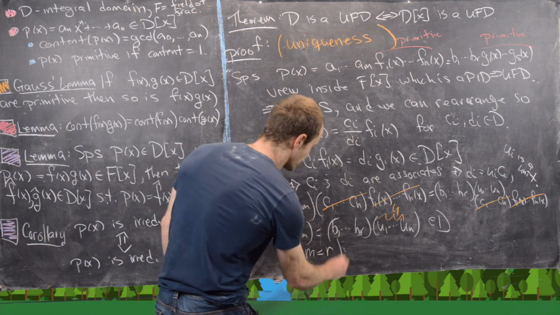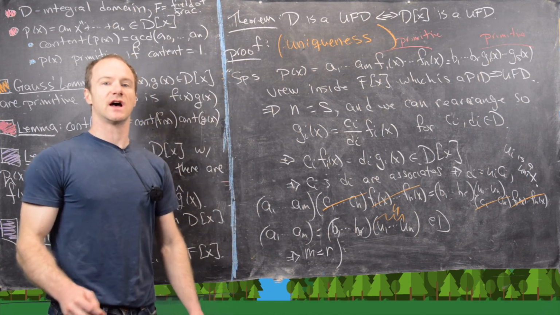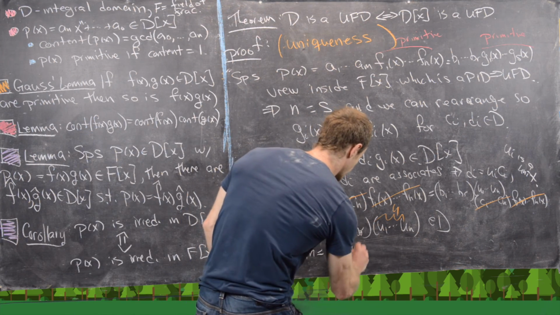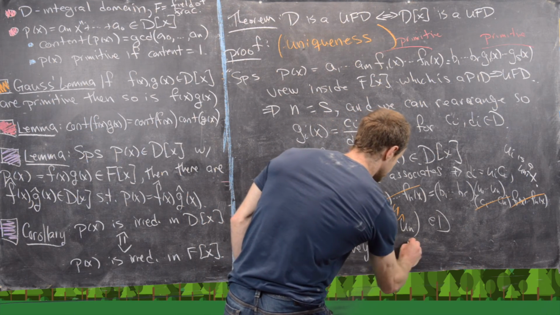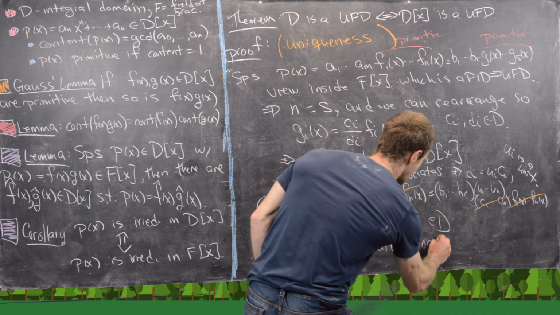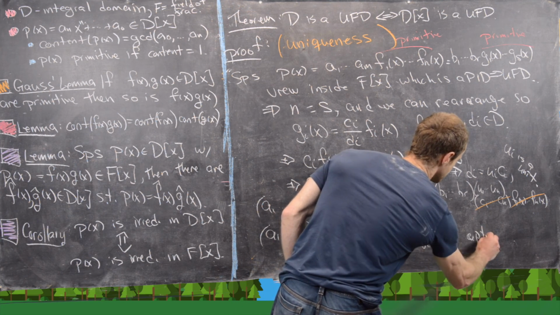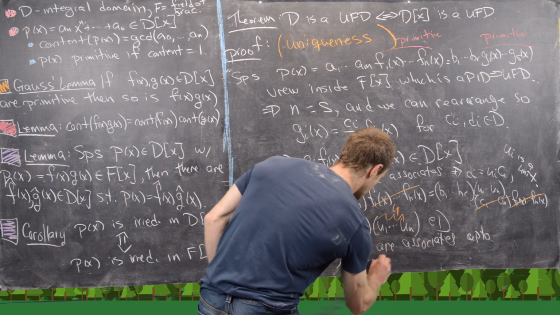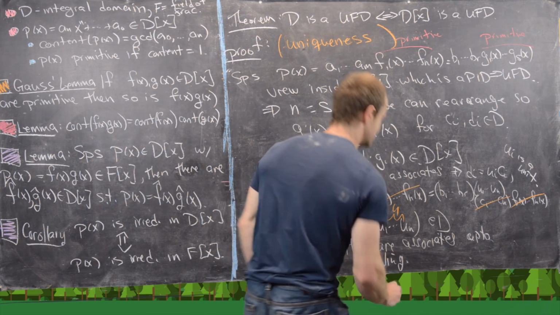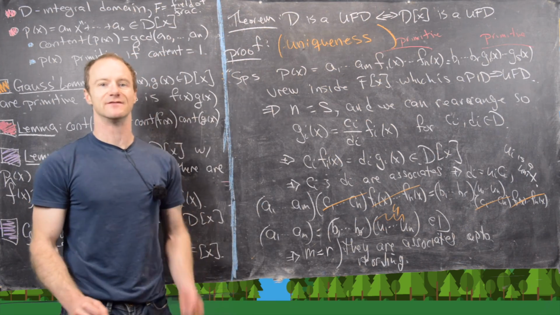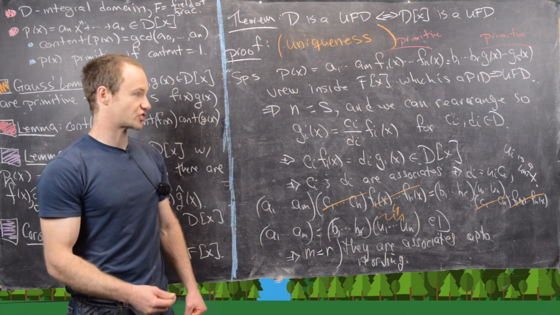And then furthermore, they are associates up to reordering. So let's go ahead and write that: m equals r, and the a_i and the b_j are associates, up to reordering. And how do we know that? We know that's because all of that's happening inside of D, which is a UFD to start with.